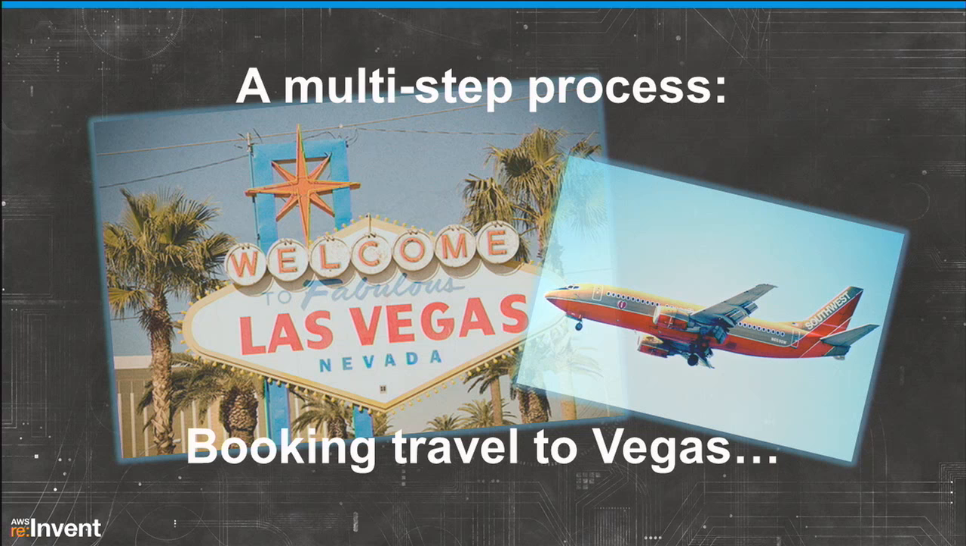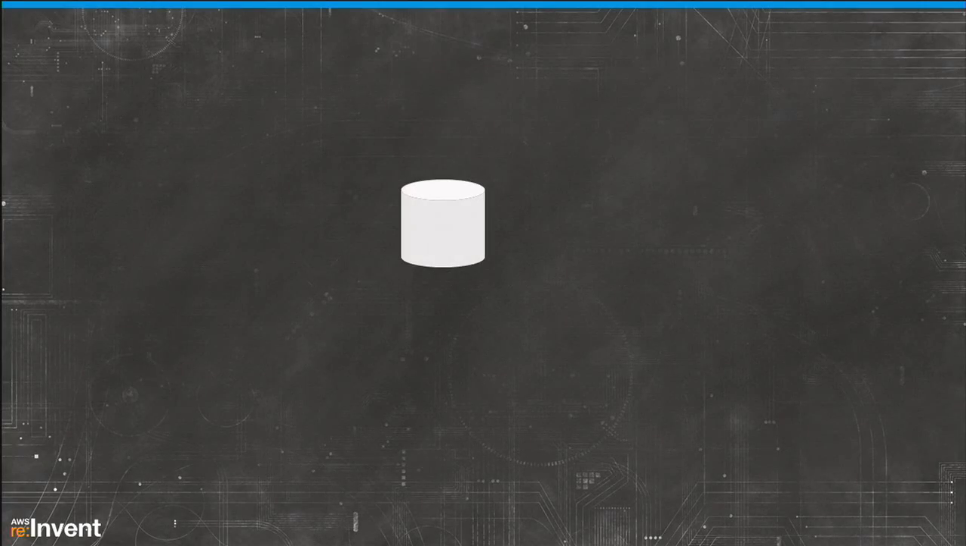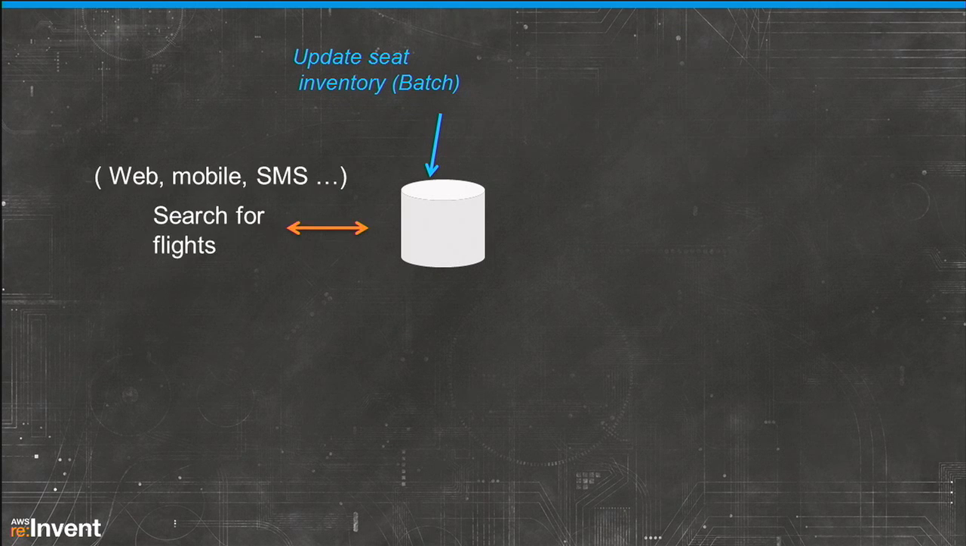So let's talk about one of these multi-step processes. How many of us booked our own travel to Vegas? Right. I'm in that boat too. So this behind the scenes is a multi-step process. You may have a database on a reservation site that is updating the seat inventory with available times, available seats. And then you may have initiated a search for a flight, either by web, mobile, or SMS.